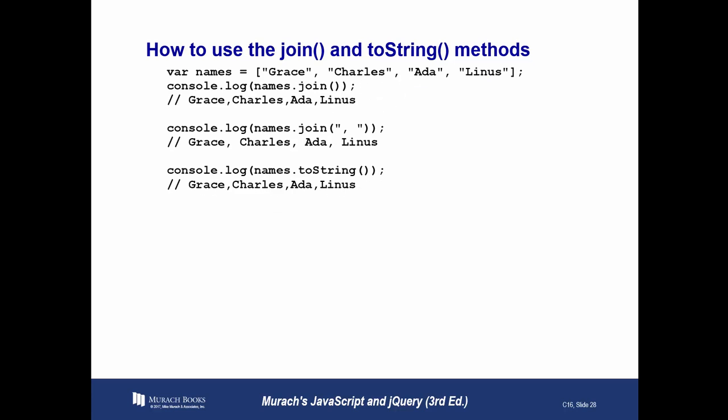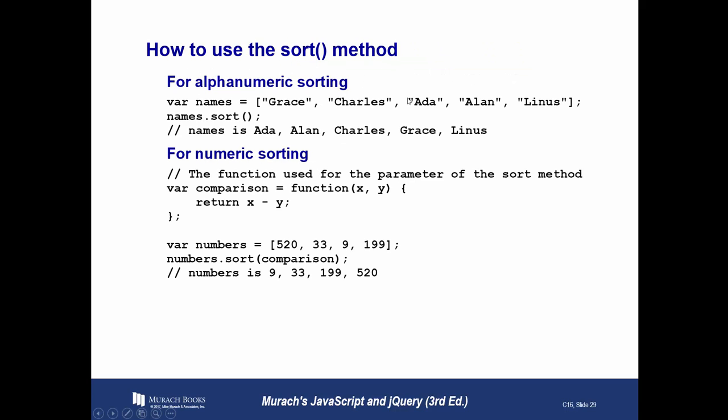The join and the toString methods are used to create a string that lists the array's elements. The sort we've already talked about. It's used, basically, to sort things. If you want to sort elements in an array numerically, you have to pass a parameter to it. Okay? And the easiest way to learn this, return x minus y, is to just look that up on like w3schools.com.